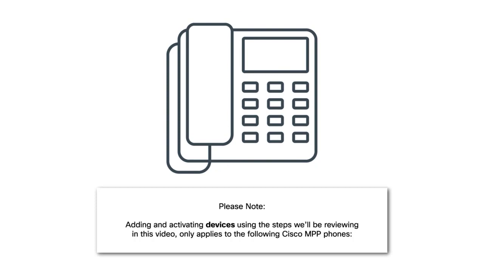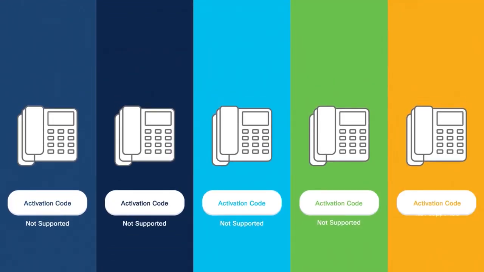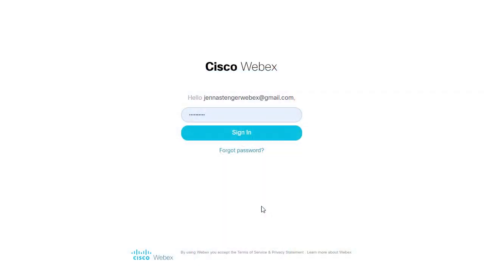Please note, adding and activating devices using the steps we'll be reviewing in this video only applies to the following Cisco MPP phones. Device types that do not support the activation codes feature will only be available to add by MAC address. To add a user, log into Control Hub.